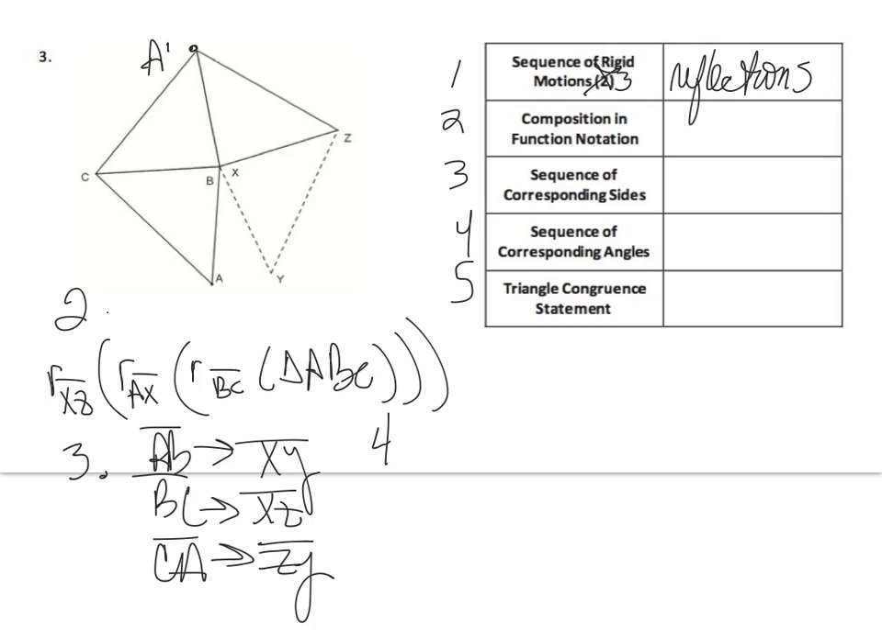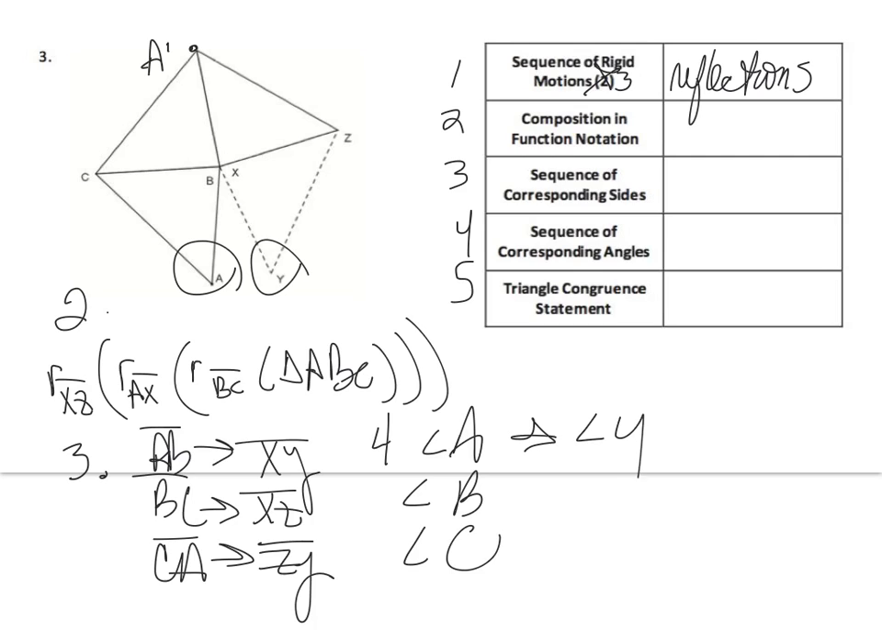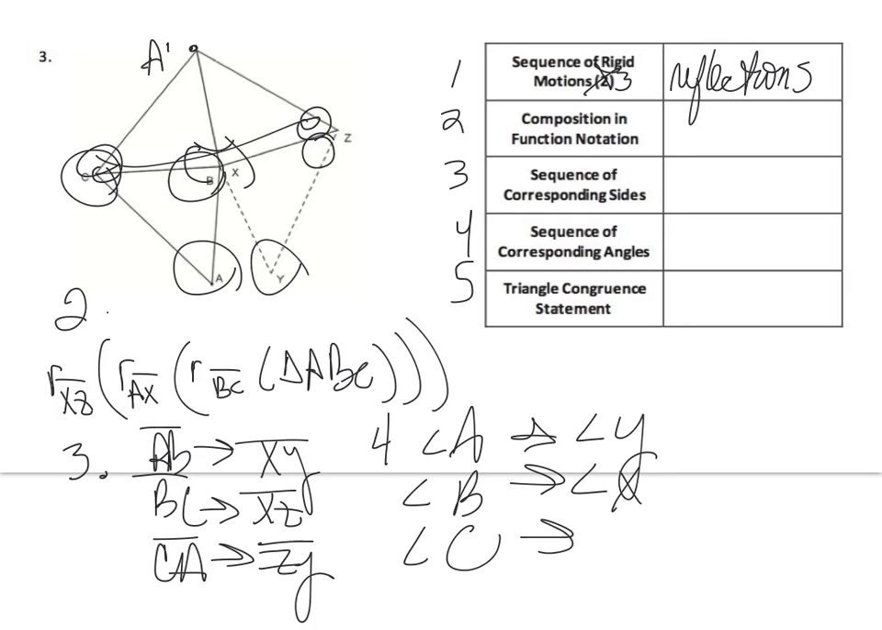Cool. 4. Sequence of corresponding angles. Hold on. Oh no, I was just checking the answers. Looks good. So let's do the angles. A, B, and C. Angle A ends up at angle Y. Let's see, angle B flips up, flips over, flips down, angle X. And angle C stays there, goes over here, and then there, angle Z.